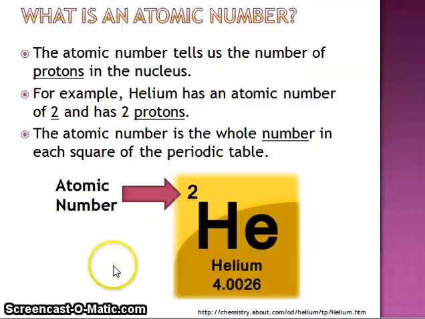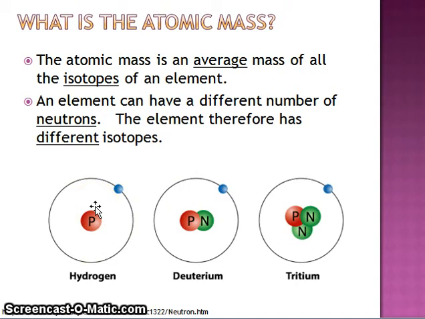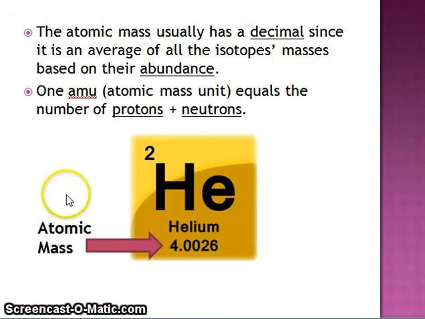So when we look back at this periodic table, we can see an atomic mass very close to 1. So it has a very close mass to 1, but there are a few of these with more neutrons, so it has more mass. So the atomic mass is the average of the isotopes if we added all of them up that we know of. And this usually has a decimal, and it's based on abundance. Helium is fairly abundant, and based on its different abundances of its isotopes, it has an atomic mass of 4.0026. It's also important to note that an AMU, or atomic mass unit, equals the number of protons and neutrons if we added them up.